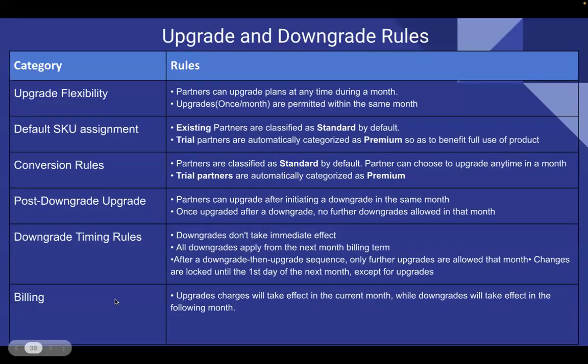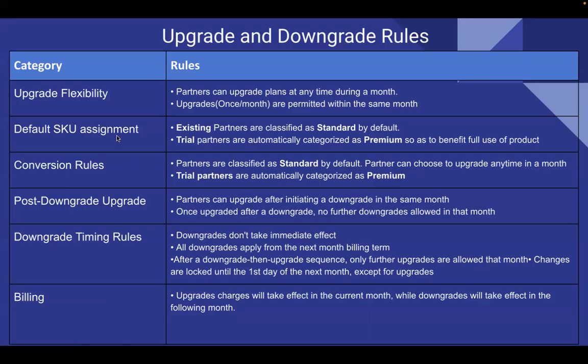And then there are certain rules for upgrade and downgrade. I'll just take you through the rules which we are going to follow. Upgrade flexibility is given in the same month, right? So partners can upgrade plans at any time during a month, if you want that particular plan upgraded to premium based on the tiers. Again, as I spoke in the last meeting, all these plans will be based on the tiers which you are already following for Connect Secure, right?